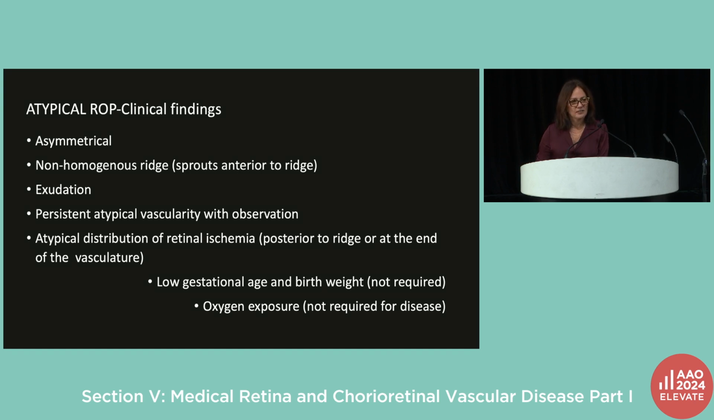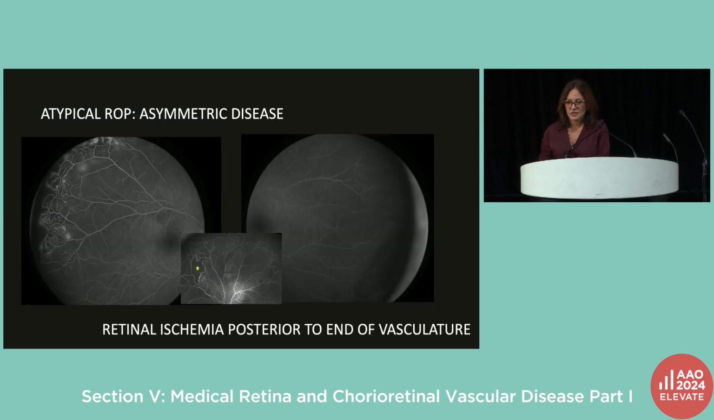And what really is atypical ROP? Atypical ROP is asymmetrical, with a non-homogeneous ridge with sprouts anterior to the end of the ridge. You get exudation, you get persistent atypical vascularity with observation, and you have an atypical distribution of retinal ischemia, many times posterior to the ridge. So this is asymmetric disease.